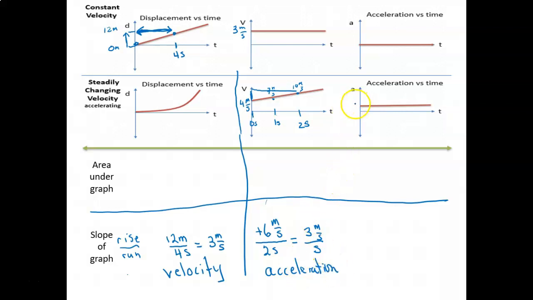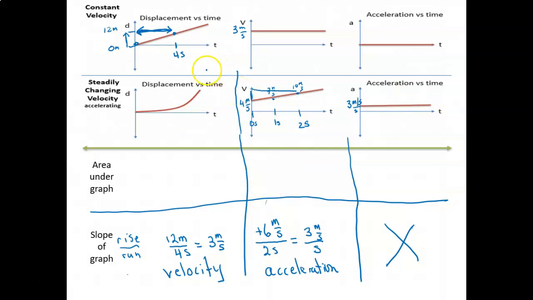That tells us the acceleration. 3 meters per second each second. 3 meters per second of speed change each second. That would be our acceleration. All right, and what would the slope of an acceleration versus time graph represent? It doesn't represent anything, for our purposes anyway.